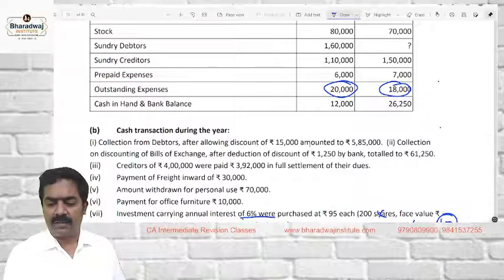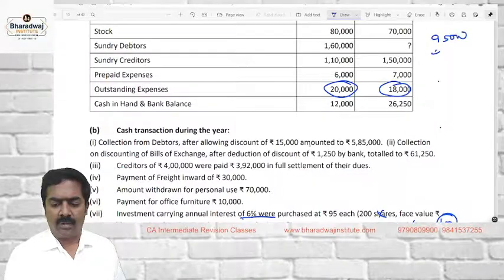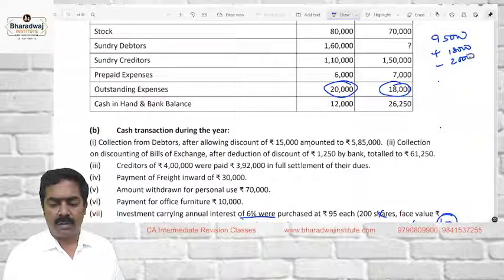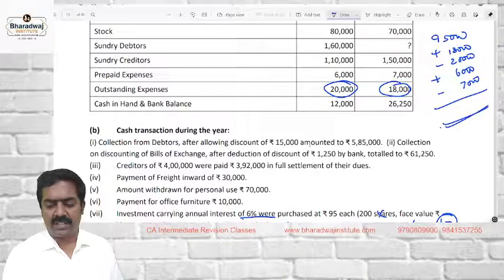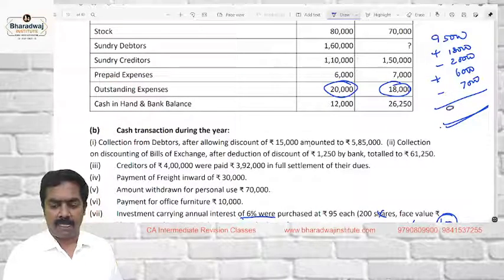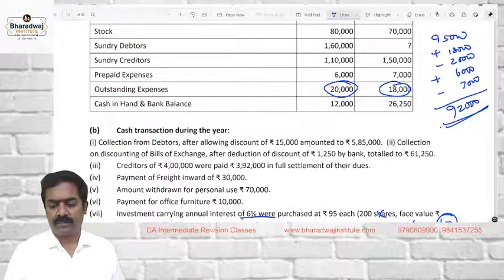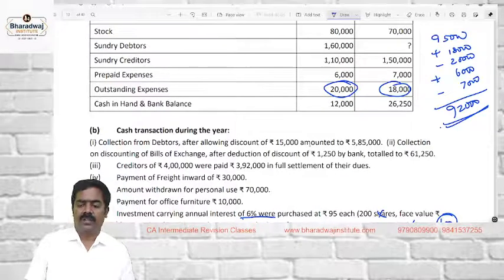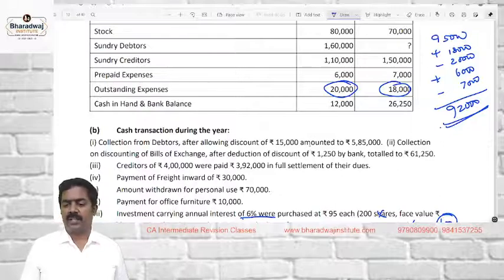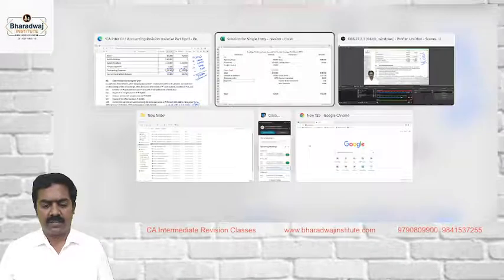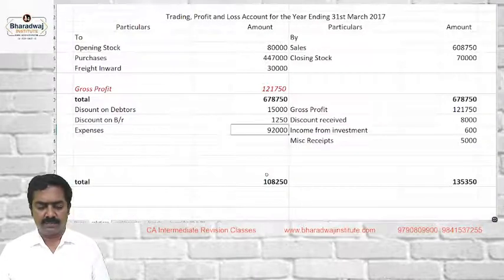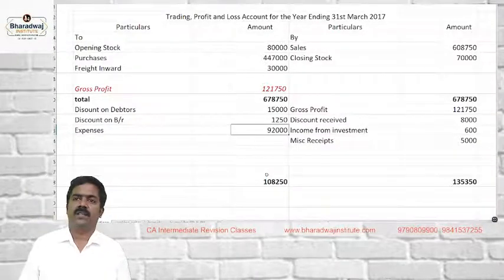What is expenses paid? 95,000. Add outstanding at the end, how much? 18,000. Minus outstanding at the beginning, 20,000. Add prepaid at the beginning, 6,000, minus prepaid at the end, 7,000. This will give us the net expense. What is the net expense? This is like any other final accounts. 95,000 plus 18 minus 20 plus 6 minus 7. Expenses, how much? 92,000.